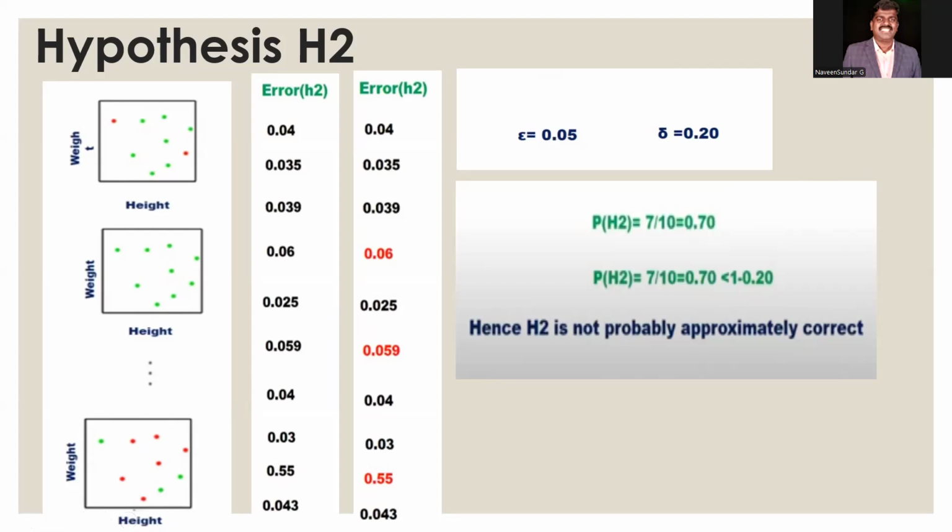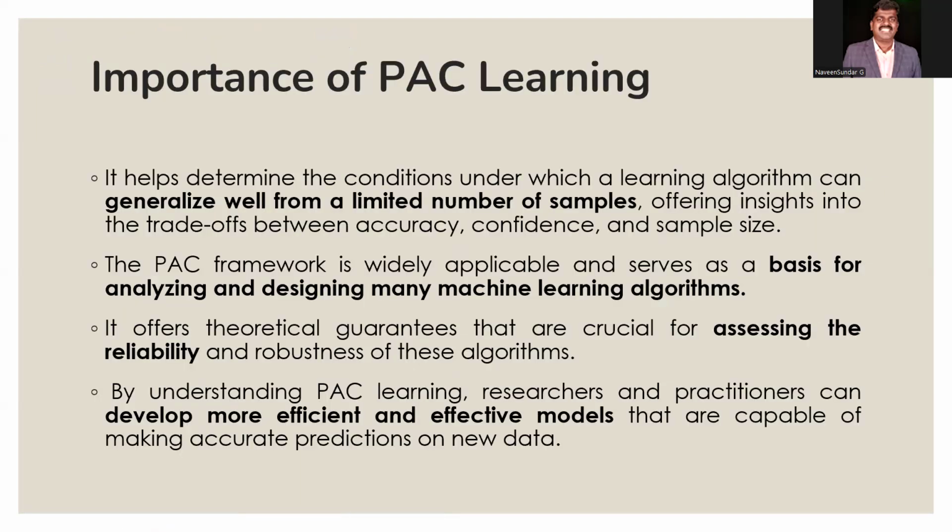Then we have to compare with 1 minus delta. So that is 0.70, which is less than 1 minus 0.20. So we can say it is not probably approximately correct. If that condition is satisfied, then we can say it is probably approximately correct, that is PAC. But in this example, we can say it is not correct.